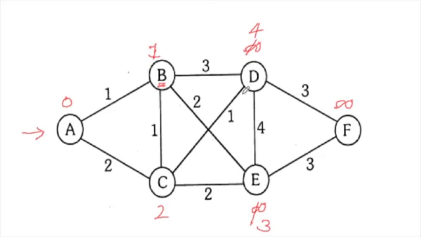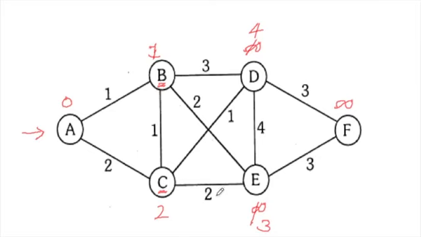So remaining are C, D, E, F. So the shortest one is C. Select this one. So it means I have found the shortest path to C. Selecting means I have finalized the shortest path from A to C. That cost is 2. Now after finishing this, I see, is there any possibility of changing the cost of other vertices? So let us see.